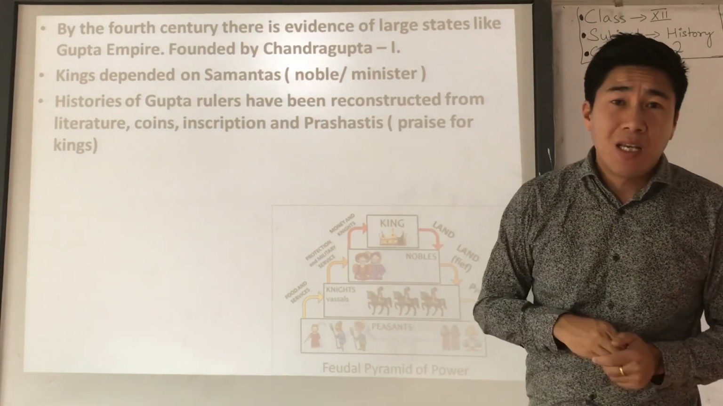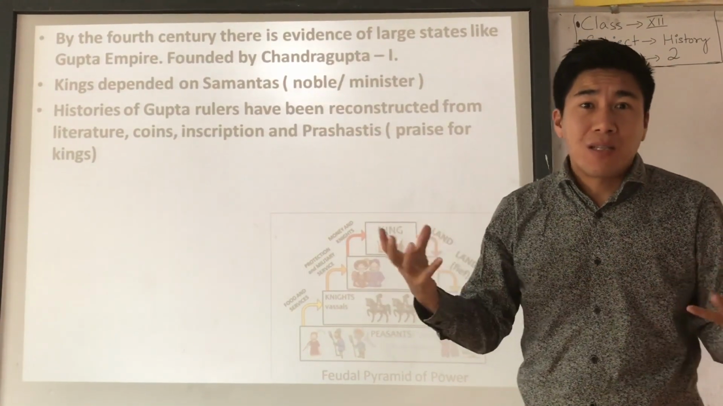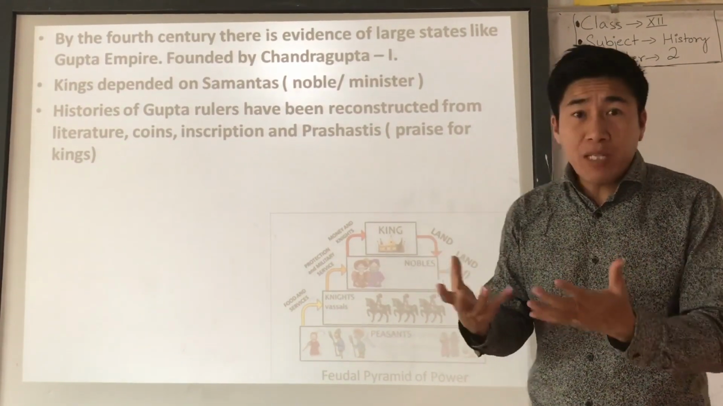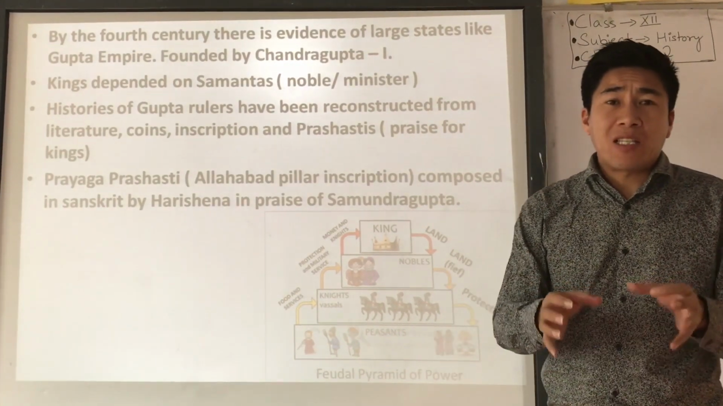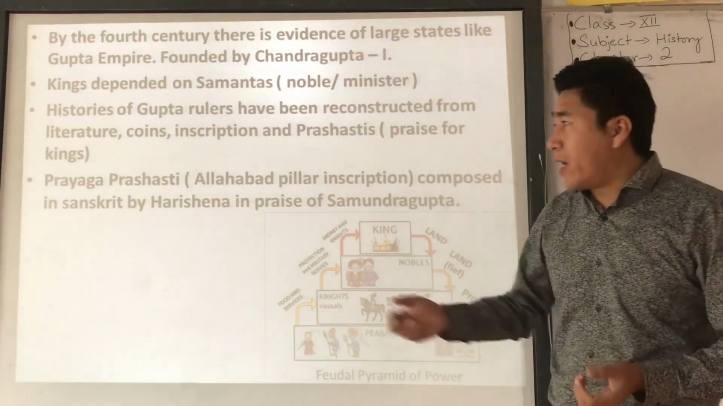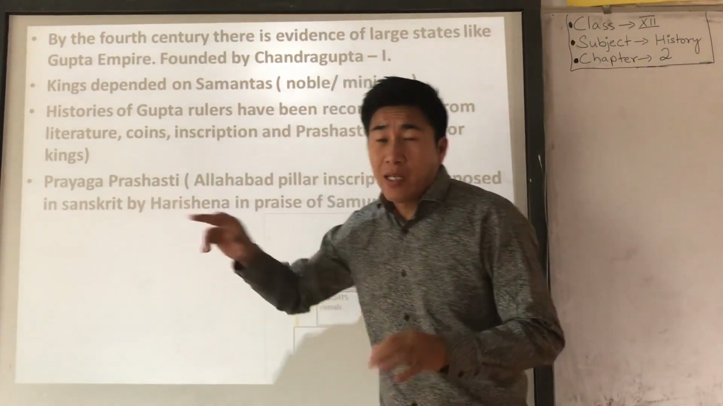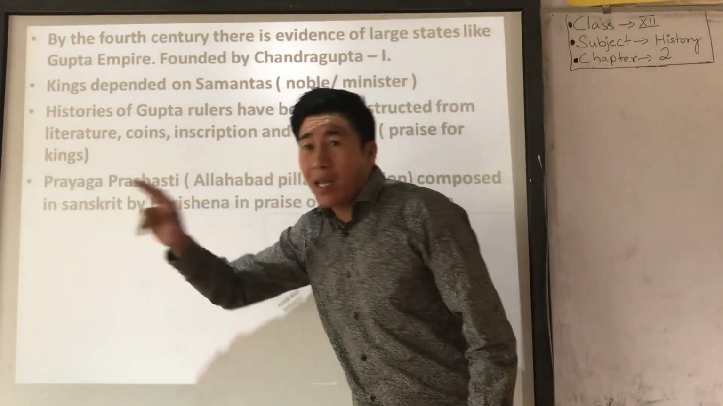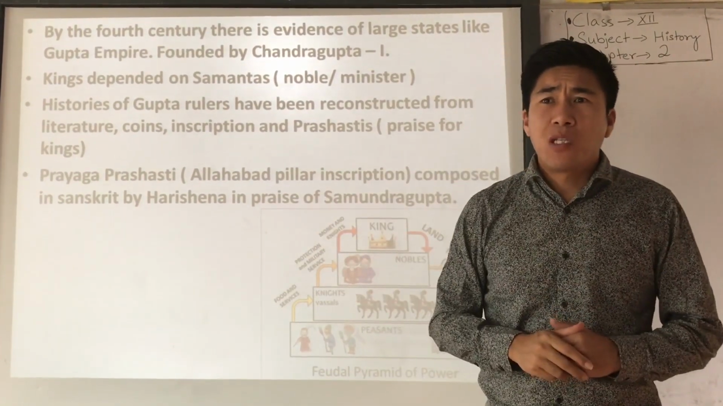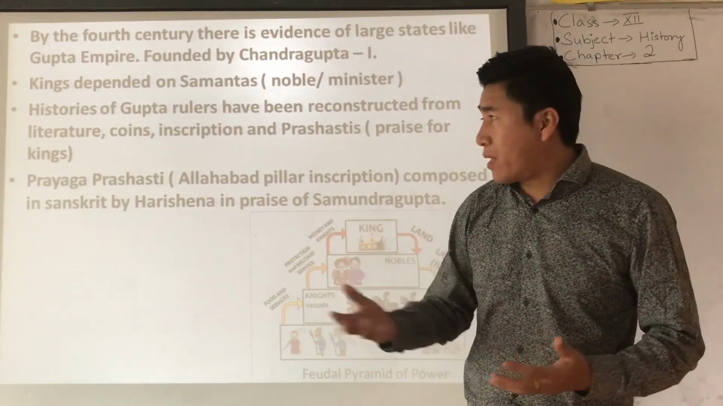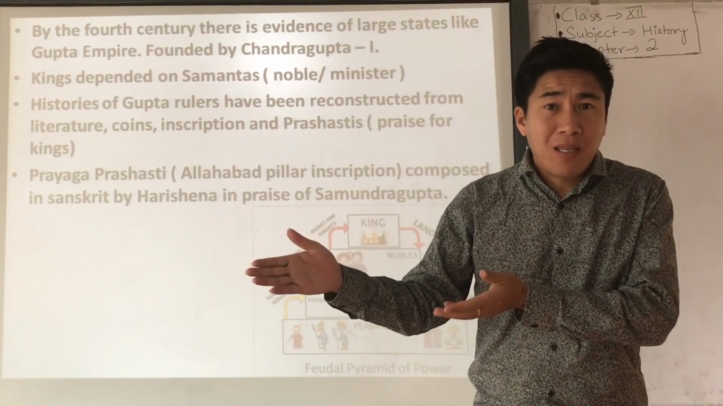Now, what is Prashasti? Prashasti literally means praise for the king. There was a very popular Prashasti written by Harisena for Samudragupta, and we call it the Prayag Prashasti. The word Prayag is the ancient name of Allahabad. During the medieval period, the Muslim kings used to call it Allahabad. Before that, it was known as Prayag. Prayag means Allahabad. Understood?